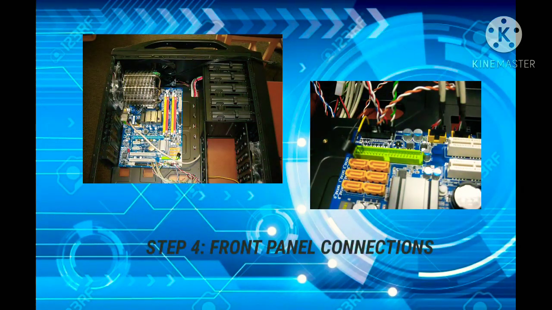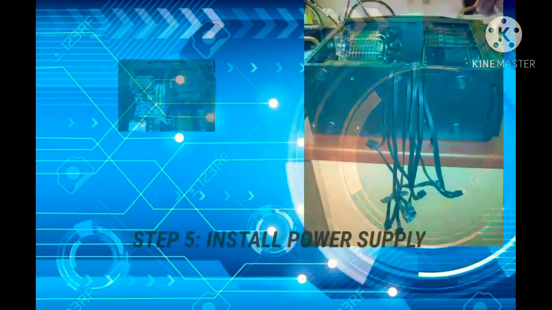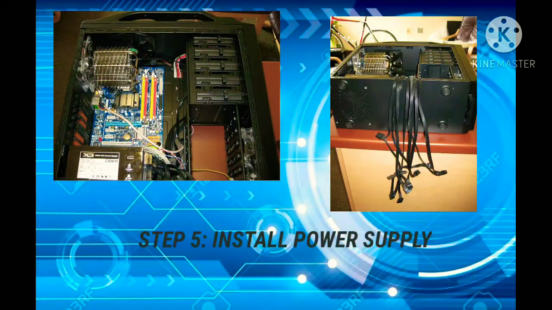Step 4. Front panel connections. Once the graphics card was removed again, it is time to attach the connections for the buttons, lights, USB ports, and audio connections. As every case and motherboard differs slightly, it is best to refer to the manual for the placement and orientation of connections.